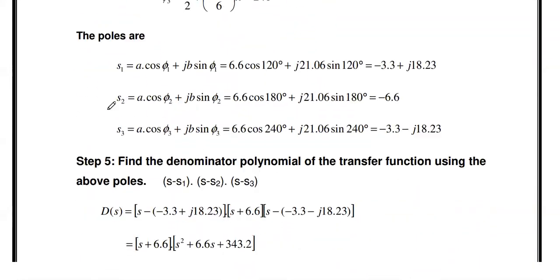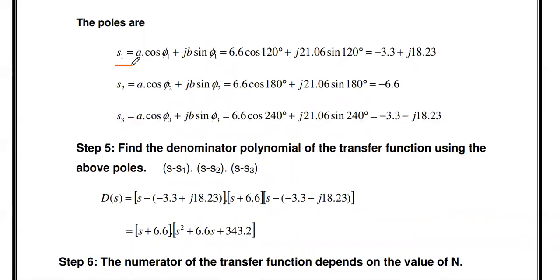So we can get the first pole S1, a cos phi 1 plus jb sin phi 1. So a is 6.6 cos 180 plus j 21.06 sin 120. Okay, so you find the answer: minus 3.3 plus j 18.23.